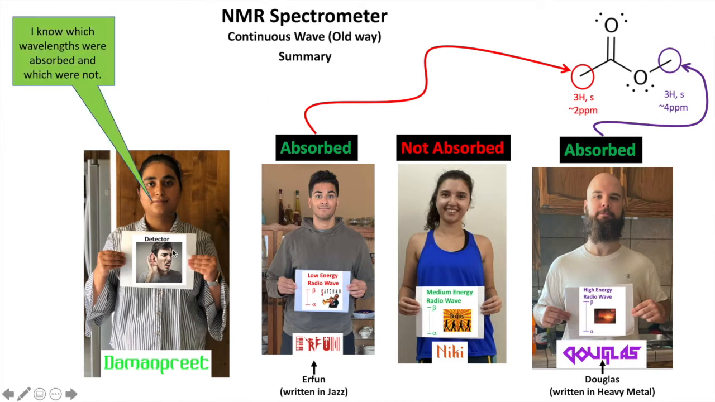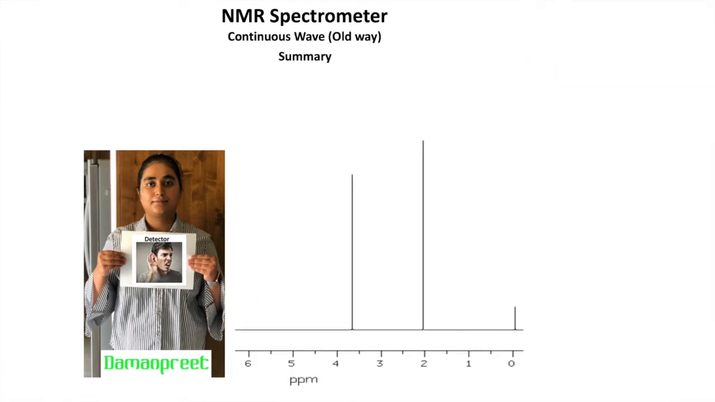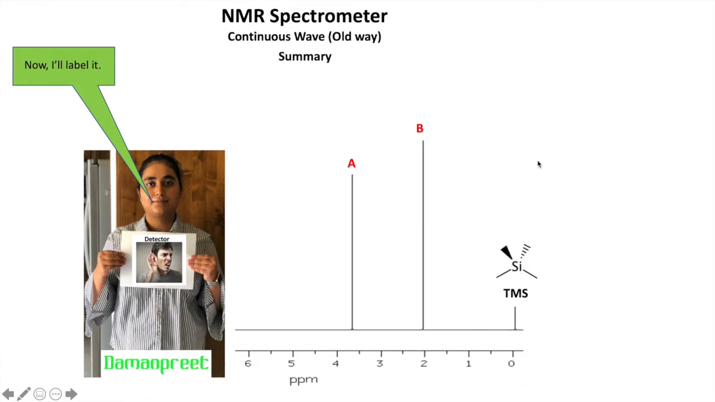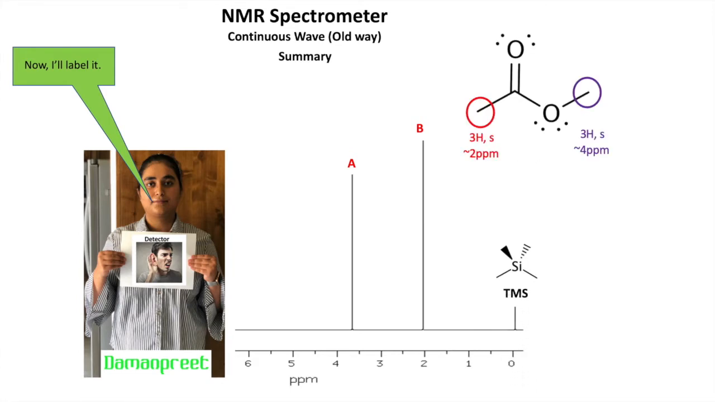So now the detector, Damanpreet, says, I know which wavelengths were absorbed and which were not. I can make a spectrum with this data. And here it is. Now I'll label it. Remember, we always want to label our proton NMRs left to right, A, B, C, whatever, but actually this is our internal standard TMS. Here's our molecule, and we know that the 3 hydrogens over here are the singlet at 4 parts per million, because I told you already, actually, you don't know why yet, but I told you that's the case. And then B here.